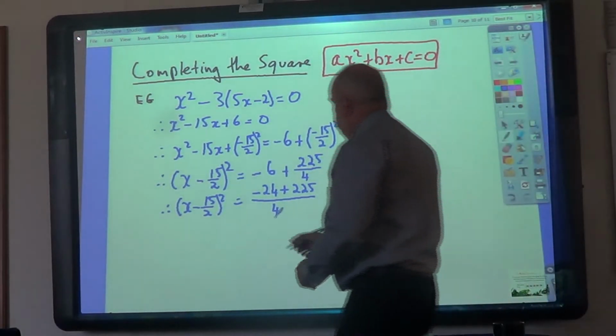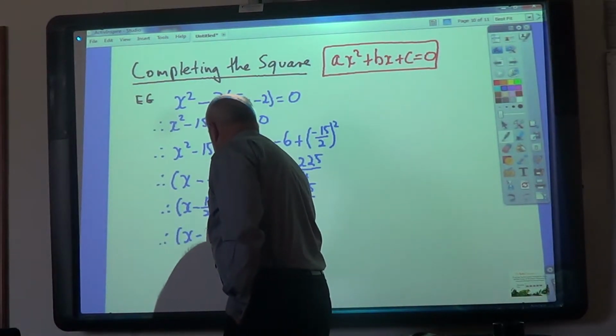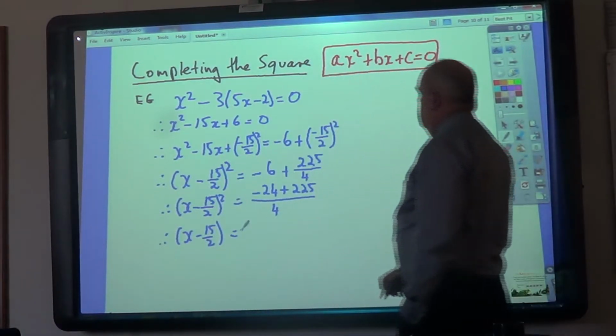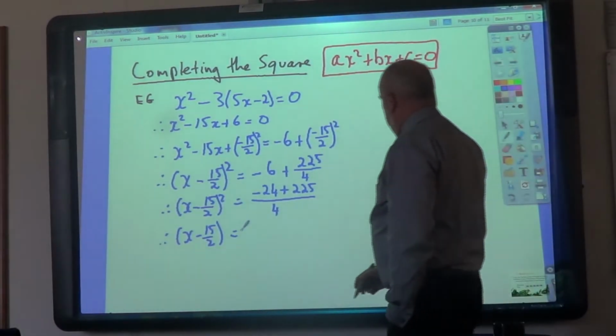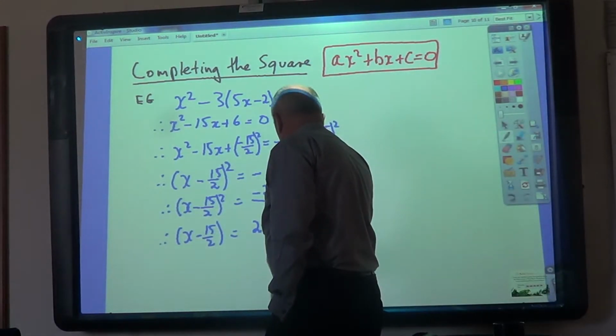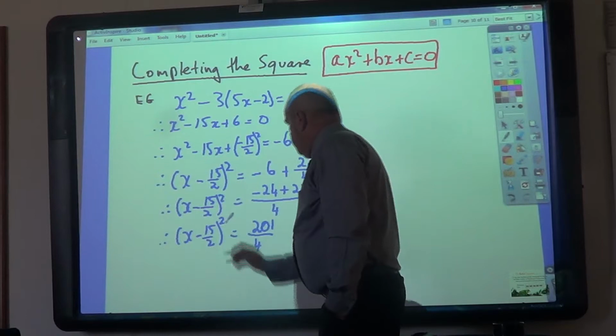Okay, leaving the left-hand side alone still, and tidying this up. 225 take 24 is 201. 201 over 4. Whoops, left out the square there.